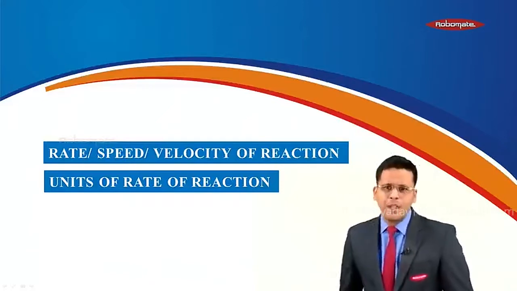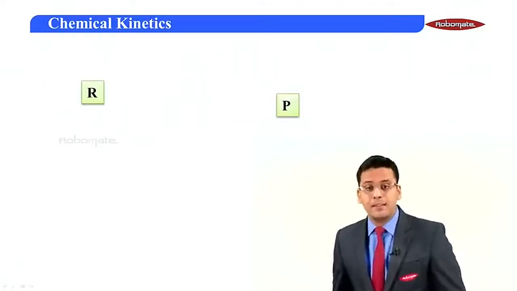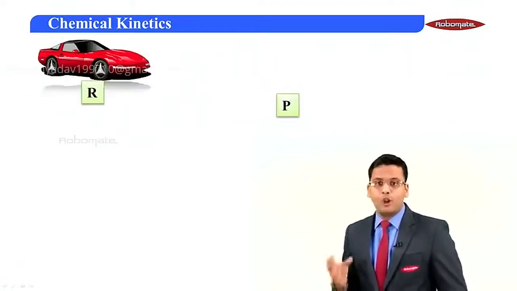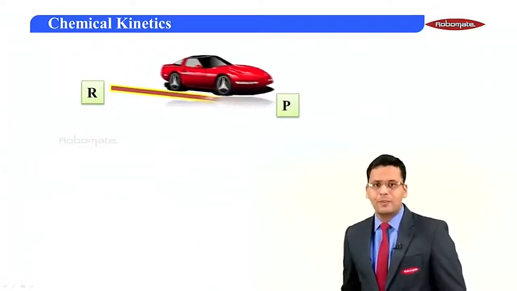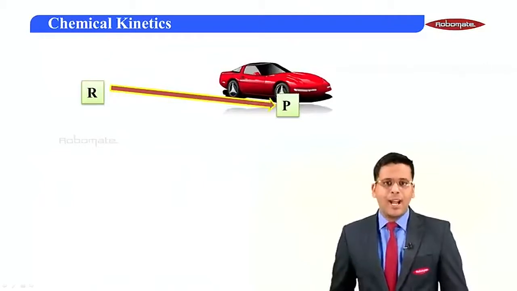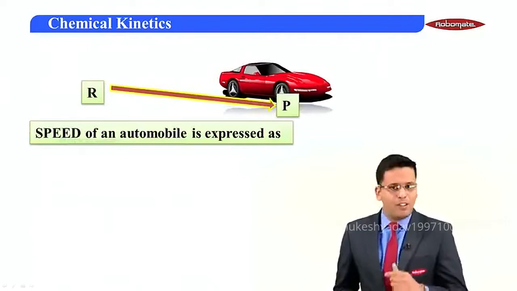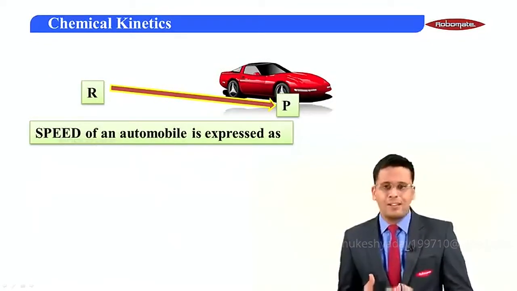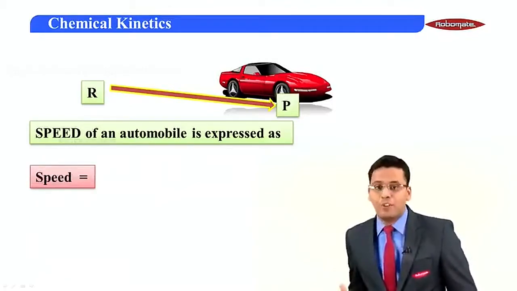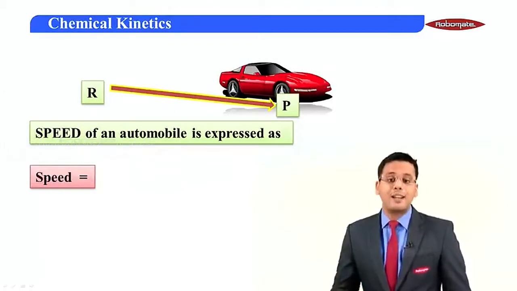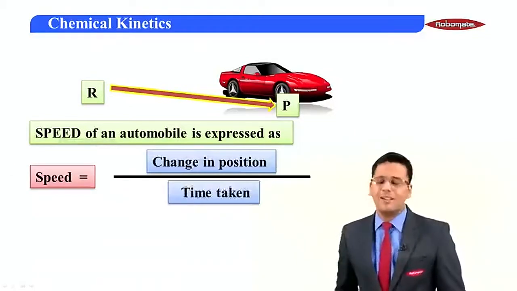So let's get started. I want you to consider 2 points, R and P, and an automobile which is traveling from R to P. For this automobile, I can express the speed in the form of distance upon time. We all know that speed is nothing but distance upon time. But speed can also be expressed in the form of position. I can say that speed is change in position with respect to time taken.